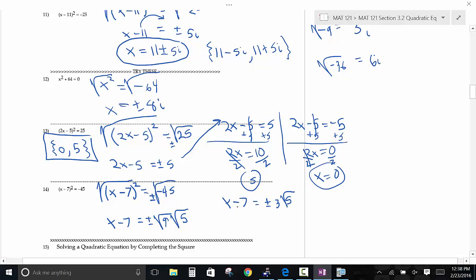Then what do you do with the 7? You get rid of it, so you add 7 to both sides. So you can just do this in your head. When you move the 7 to the other side, that becomes positive. Yes?